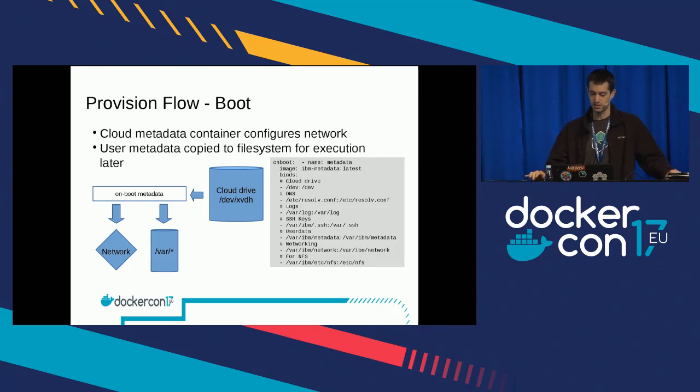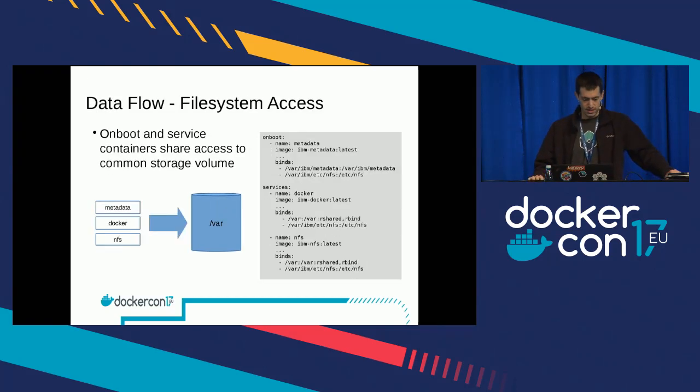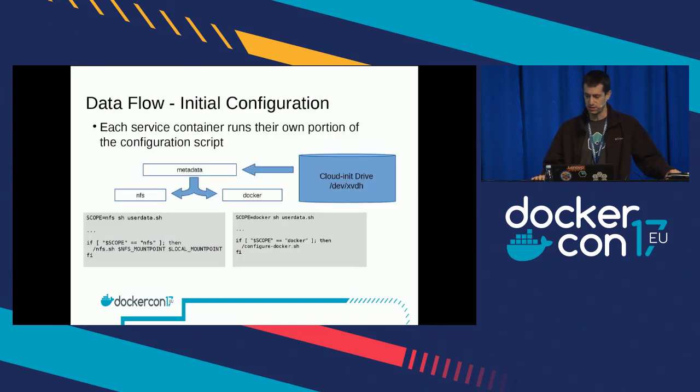The metadata container also takes care of all our initial configuration. Once the on-boot containers are finished running, they die. So we can't do all the configuration for the service containers up front when the two service containers depend on each other. So what we've done is we've added different sections to our initialization script, and we just use scoping variables to determine which piece of the initialization script needs to be run in the different service containers, and then each of those service containers will run their portion of that script. Since we only have one script we can pass in, we have to do this.